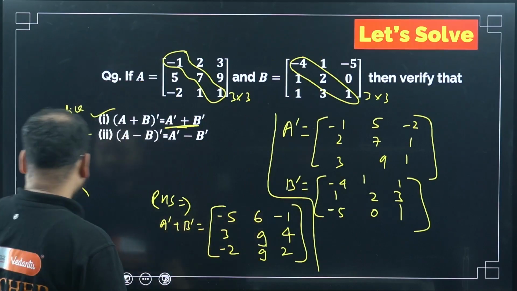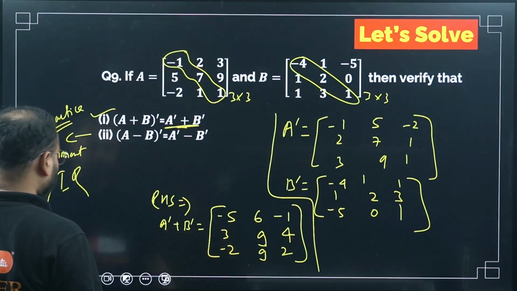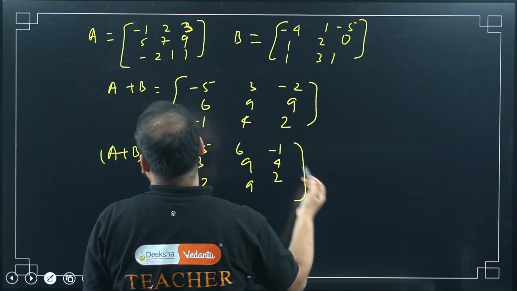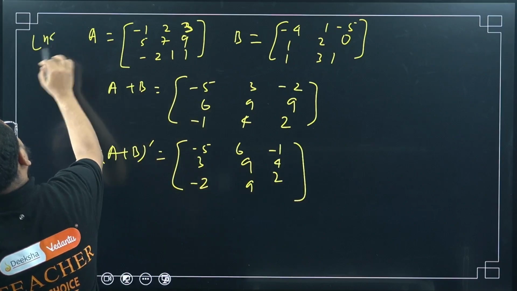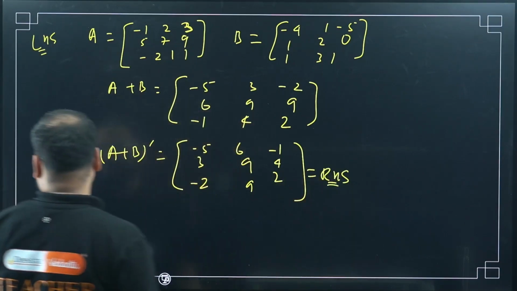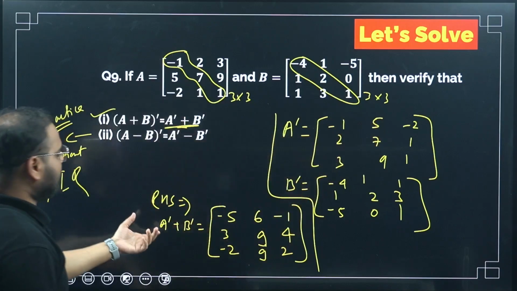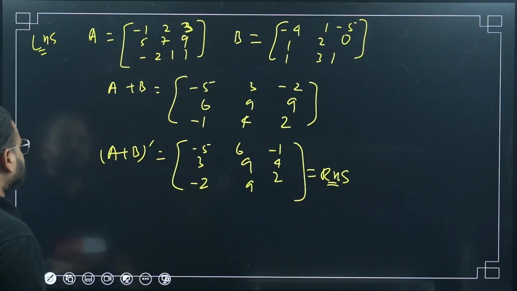Minus 5, 6, minus 1, 3, 9, 4, minus 2, 9, 2, which is nothing but equal to, this was my what? This is my LHS coming equal to what? RHS. What I've done, I've verified it. Okay, correct? We have to verify it. We have verified it. LHS equals RHS. We have taken RHS first and we got it as LHS. So first one I've done.